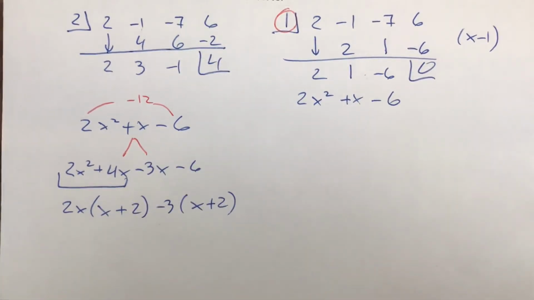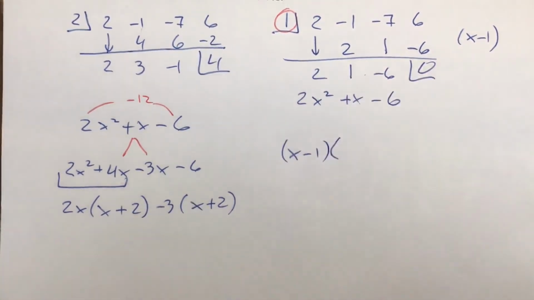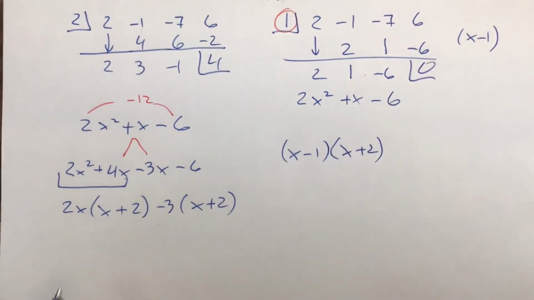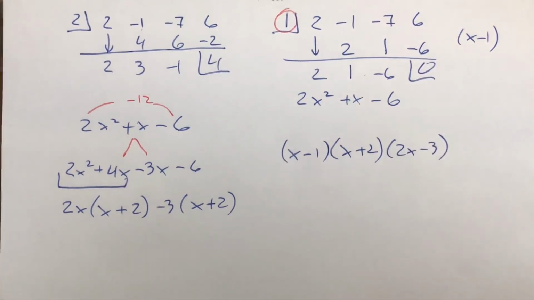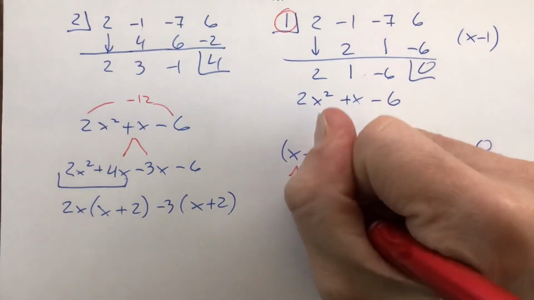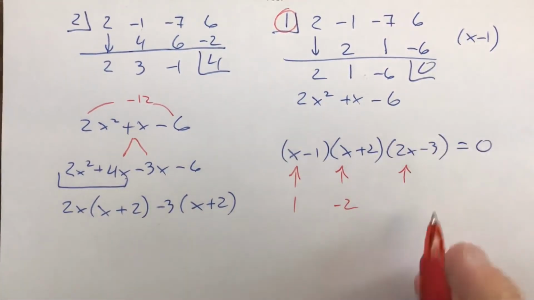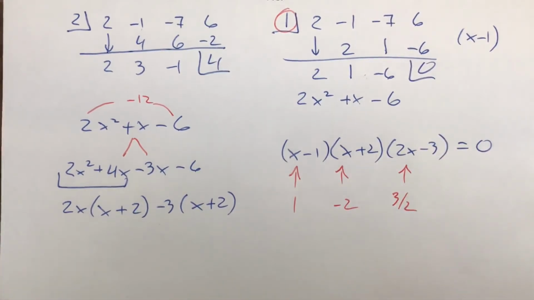So overall, let's put it all together here. The original polynomial in complete factored form is going to include this factor, and it's going to include x plus 2, and it's going to include 2x minus 3. So if we were to set that equal to 0, the roots would be 1, negative 2, and positive 3 over 2, which were all part of the list that we originally saw.